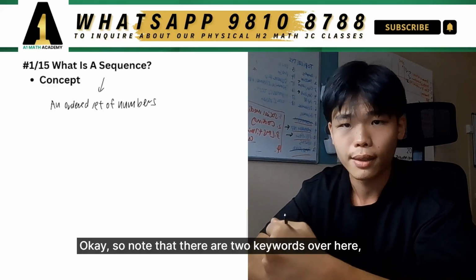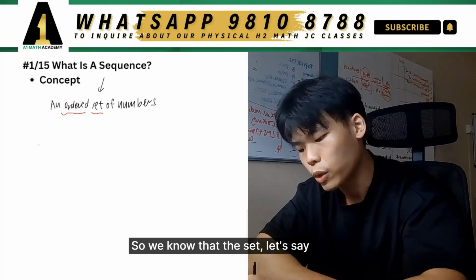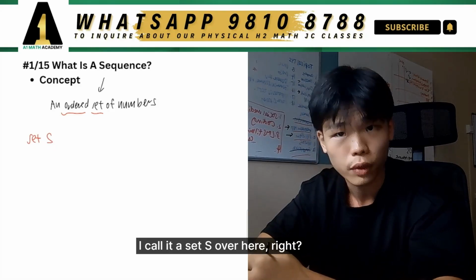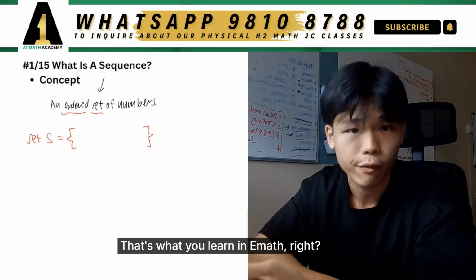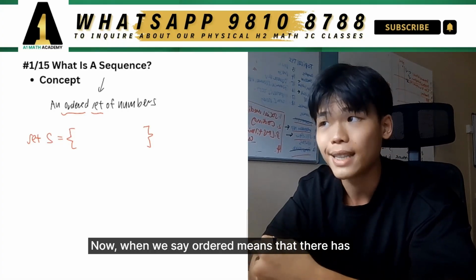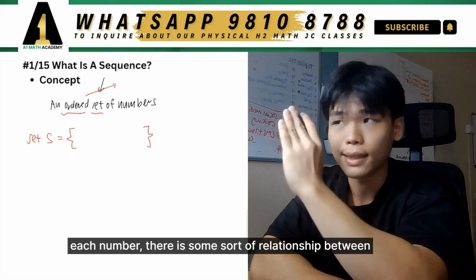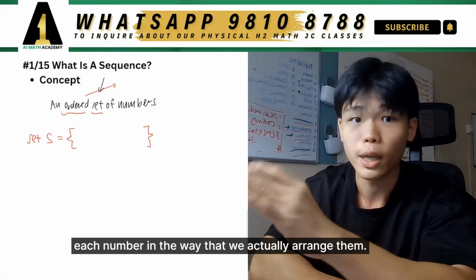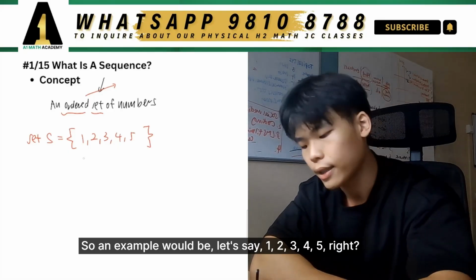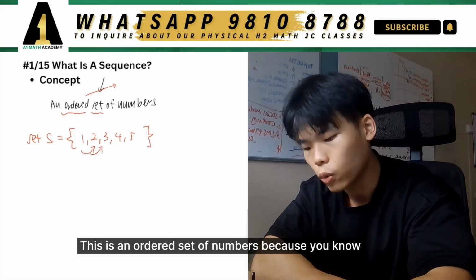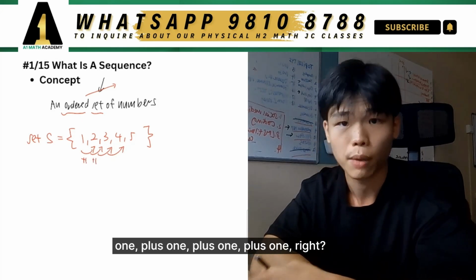Note that there are two keywords over here. The first being ordered and the second being set. Let's say I call the set S over here. Typically, it's denoted by the curly brackets like that. That's what you learn in EMath. Now, when we say ordered, it means that there has to be some sort of ascending or descending order. Typically, there is some sort of relationship between each number in the way that we arrange them. So an example would be 1, 2, 3, 4, 5. This is an ordered set of numbers because you know that there is a typical sequence that follows. Each number has a difference of 1: plus 1, plus 1, plus 1, plus 1.